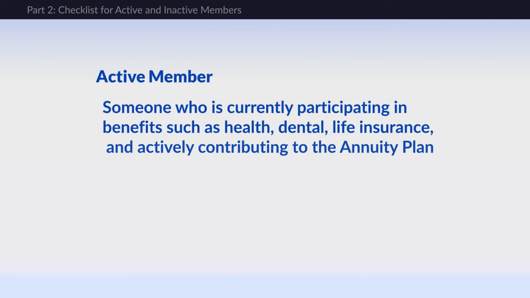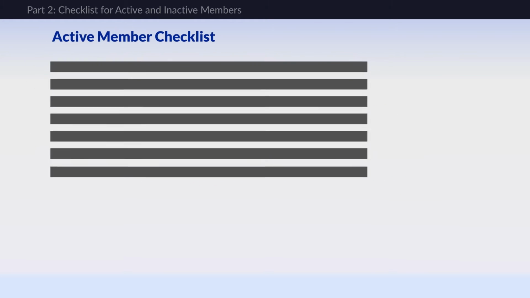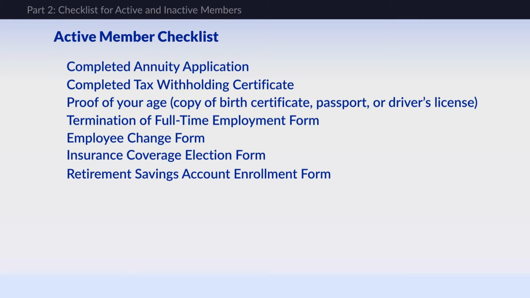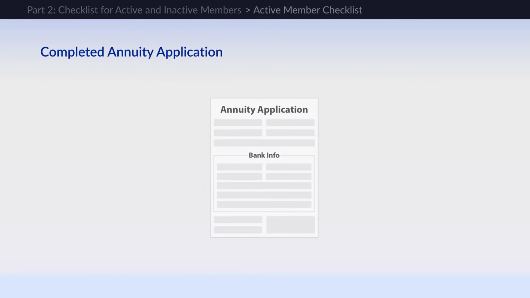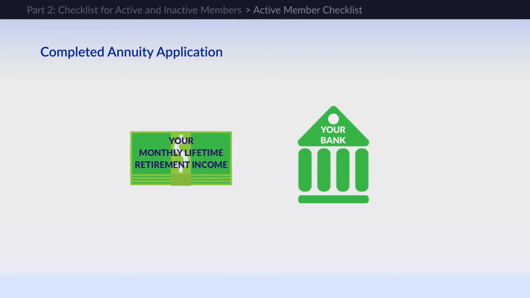An active member is defined as someone who is currently participating in benefits such as health, dental, life insurance, and actively contributing to the annuity plan. Here's a checklist for some basic documentation requirements based on your specific life situation. A completed annuity application will allow you to select the options for your lifetime retirement income payments and provide the pension boards with your banking information so you can receive your lifetime retirement income payments directly into your bank account.